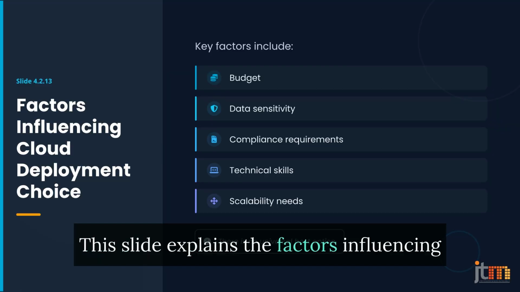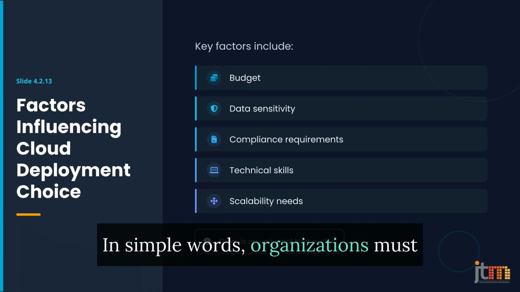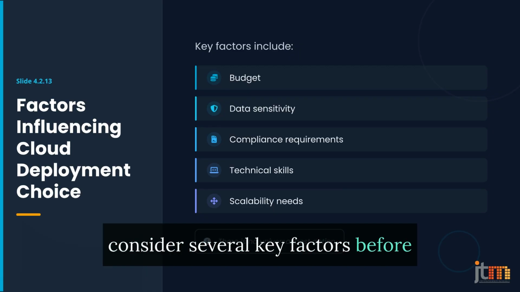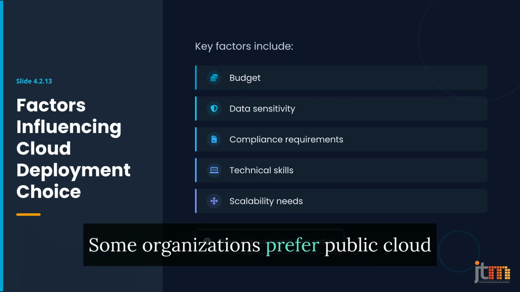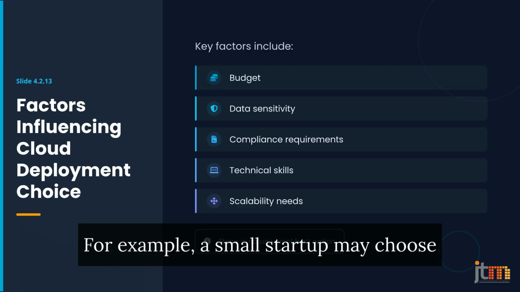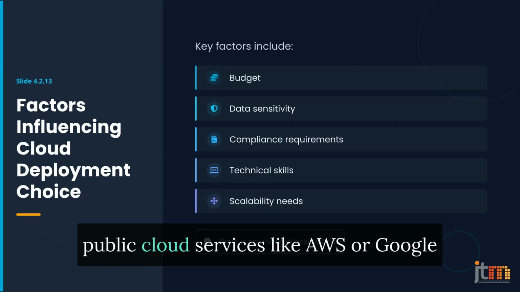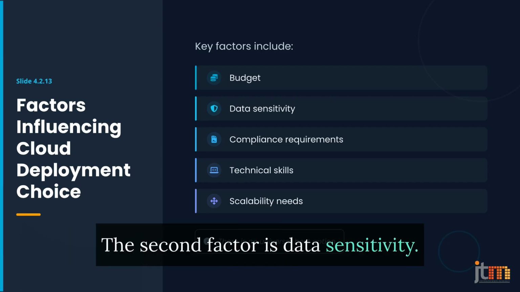This slide explains the factors influencing cloud deployment choice. In simple words, organizations must consider several key factors before choosing a cloud model. The first factor is budget. Some organizations prefer public cloud because it usually has lower starting cost. For example, a small startup may choose public cloud services like AWS or Google Cloud because they only pay for what they use. The second factor is data sensitivity.